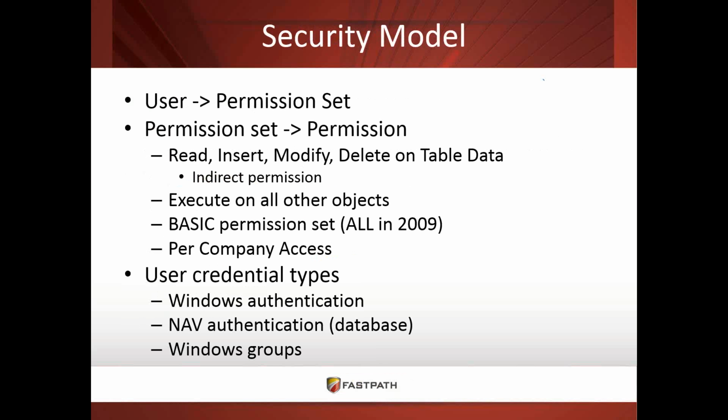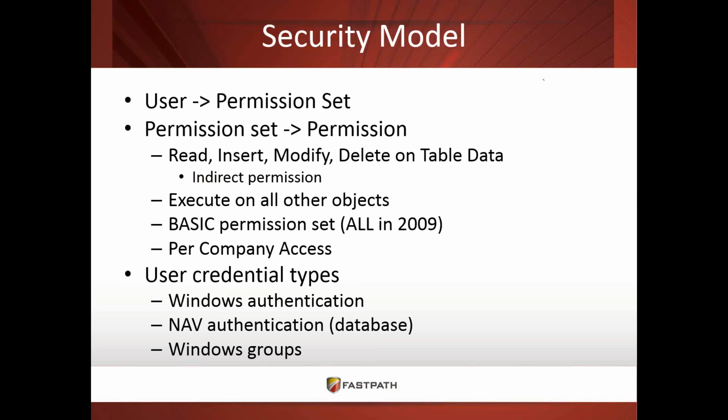There are a couple of different object types inside of NAV. The next slide has an image that will lay this out better. But there are table data, table objects, report objects, codeunit objects, pages, and forms. So there's a host of different objects that you can assign security to. Within a single permission set, within a single role, you can assign multiple permissions to different objects inside of your system.